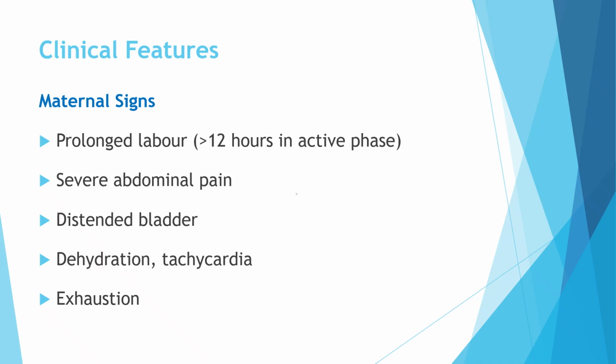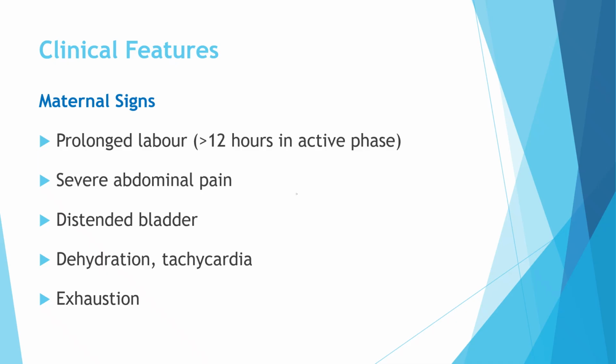Now, let's look at the clinical features, especially the mother's signs. In obstructed labor, the first thing we notice is prolonged labor, meaning labor goes on for many hours, but there is no progress. The mother will also have severe abdominal pain because the uterus is contracting continuously without success. As labor continues, the bladder may become distended, since the mother is unable to pass urine properly. Due to long labor, she may become dehydrated and her pulse rate increases, tachycardia. Finally, the mother becomes extremely tired and exhausted because her body has been working hard for a long time without any result.